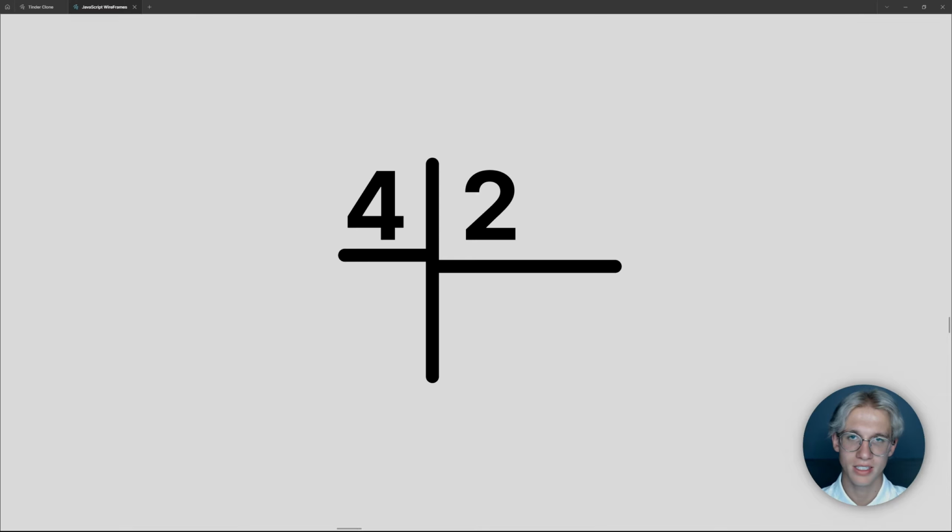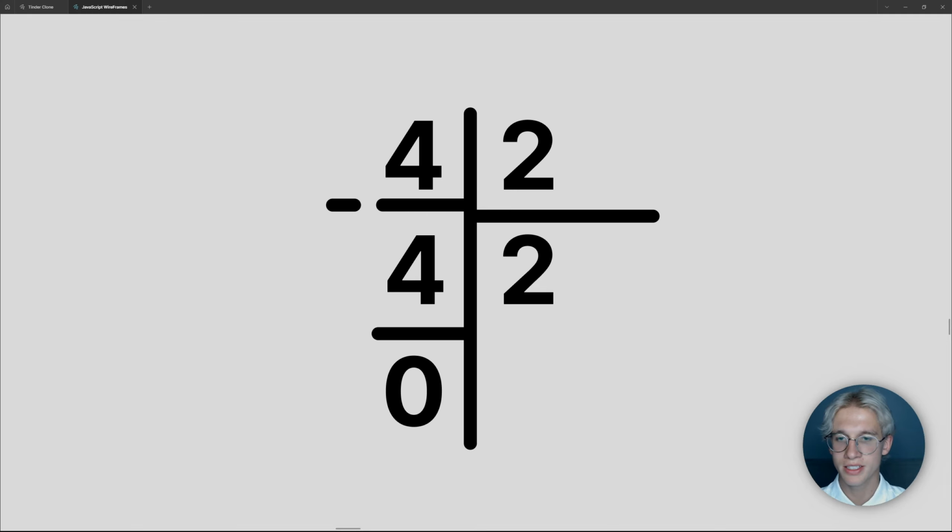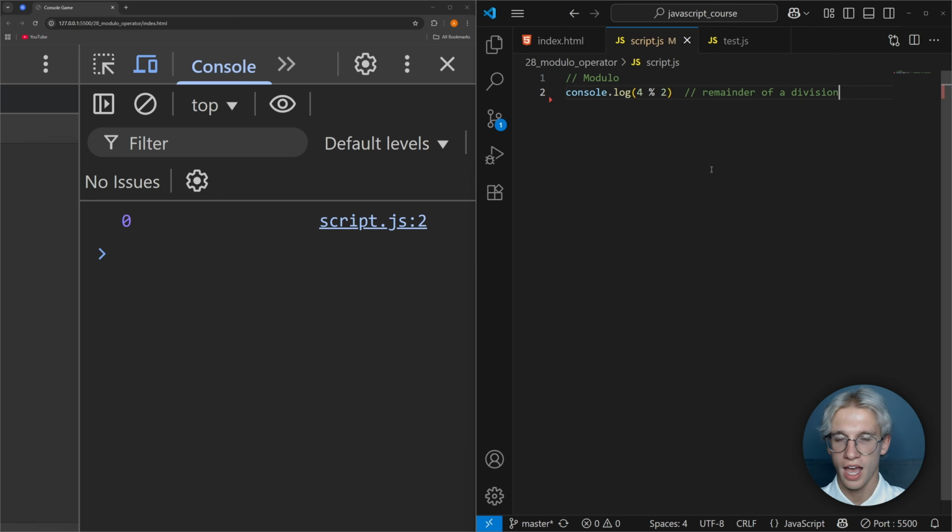this process as many times as we need. In the example 4 divided by 2, the highest divisible number is 4. Then I write the answer, which is 4 divided by 2, and this is 2. Now I can subtract 4 from the 4 and get 0. So 0 is the remainder of this equation. And this is exactly what we see in the console if I type 4 modulo 2.